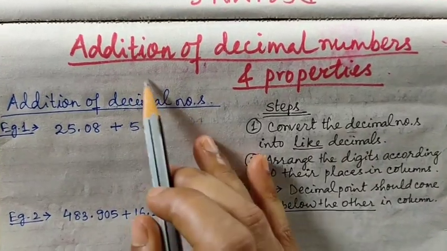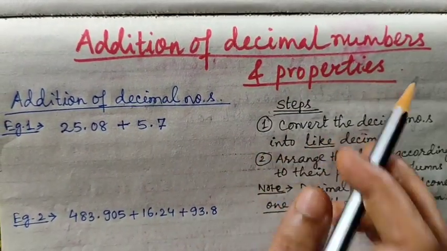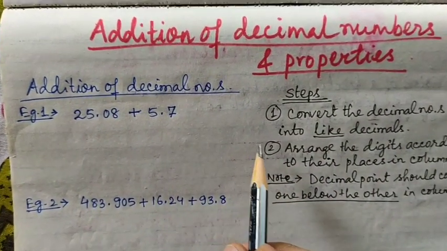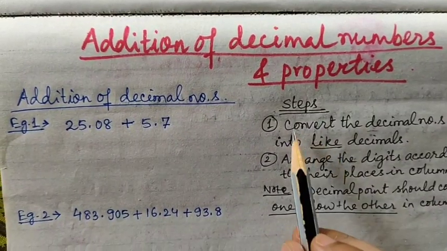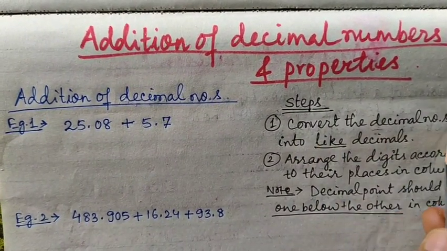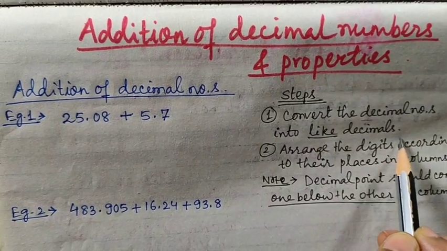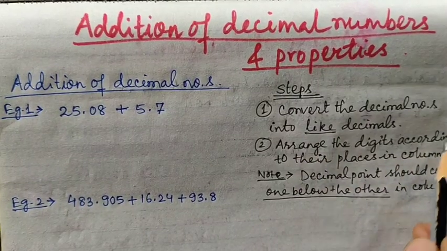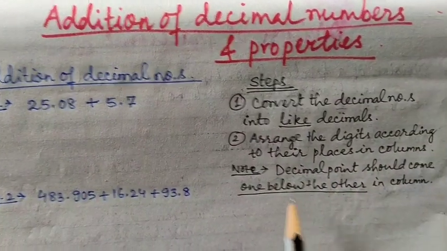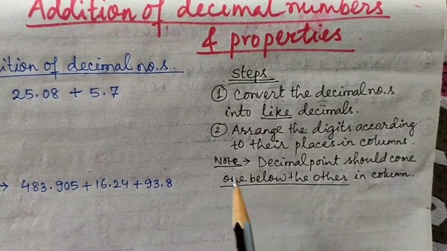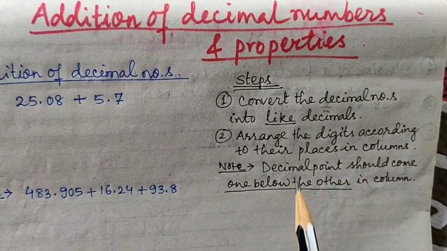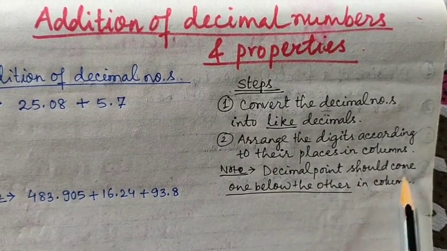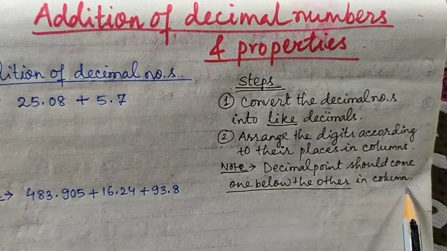Children, today I'll discuss the addition of decimal numbers and their properties. So how to add the decimal numbers? You have to follow some steps. They are: first, convert the decimal numbers into like decimals. Second, arrange the digits of the decimal numbers according to their places in columns. Then one thing you have to note, while arranging the numbers in decimal columns according to their places, the decimal points should come one below the other in the column.